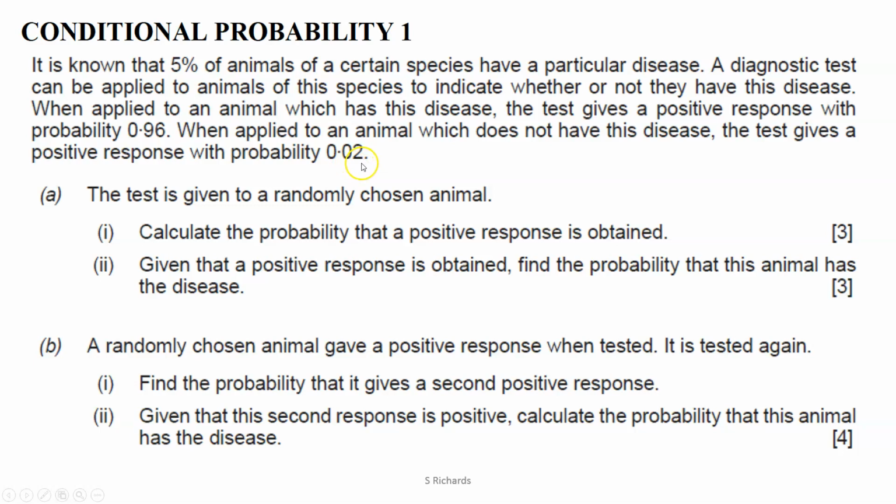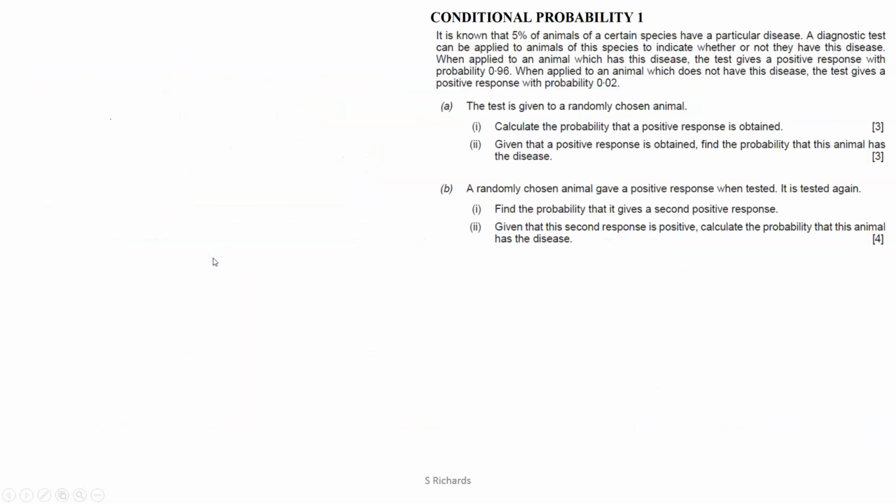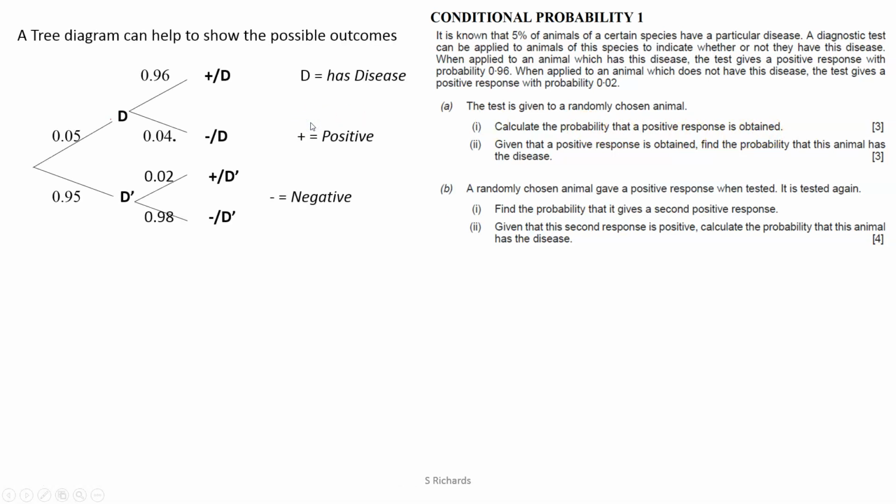0.02. So we have prior knowledge of a diseased or not diseased, which therefore affects the probability of a positive result. The test is applied to a randomly chosen animal, and we're asked to calculate the probability of a positive response. To do so, a tree diagram is a very useful tool. This is not essential, but it does help to summarize all the information in one place.